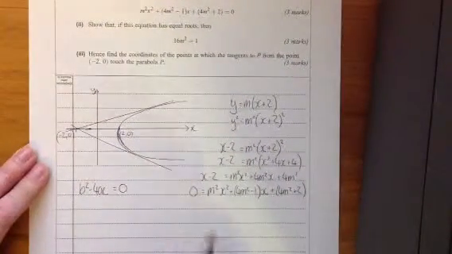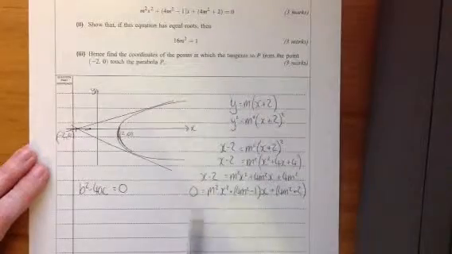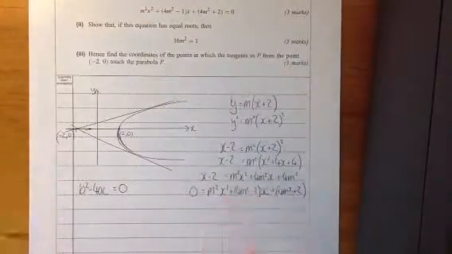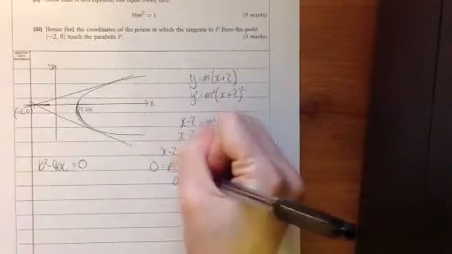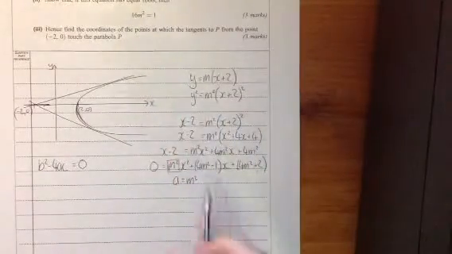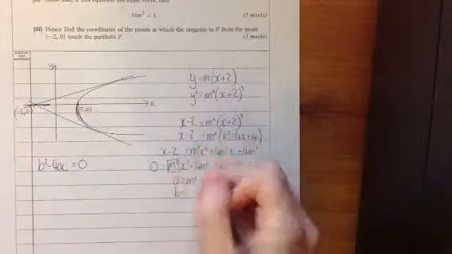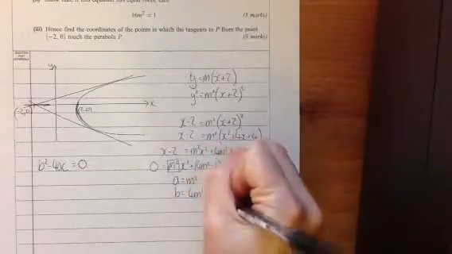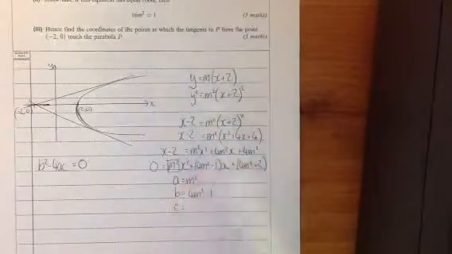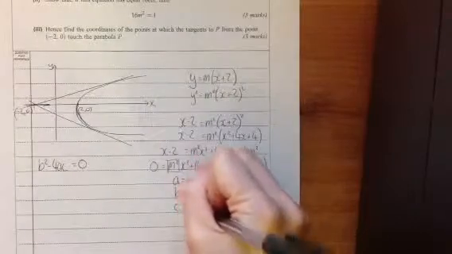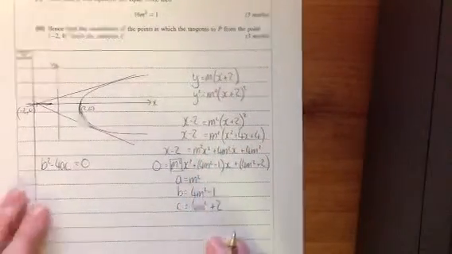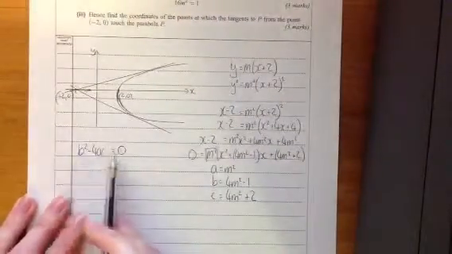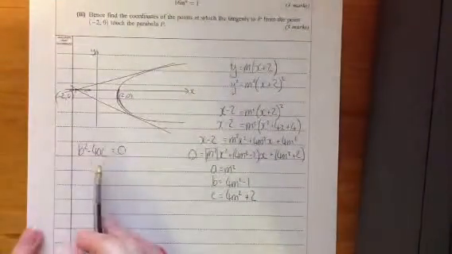So we're going to take our a, b and c from over here. So for clarity, let's write it out. We've got a is m squared, because that's our coefficient of x squared there. b is this thing, 4m squared minus 1. And c is 4m squared plus 2. Like that.